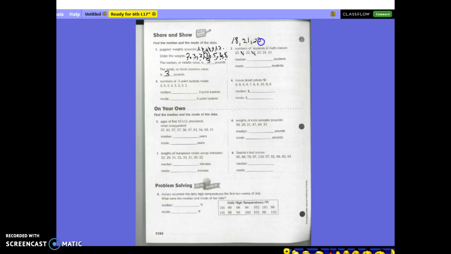22, 23, 24, and then 2 25s, right? Let's count them. 1, 2, 3, 4, 5, 6, 7. So again, we have an odd number, so the median should be pretty simple to find. Check, check, check, check, check, check. Middle. Which one appears the most? 25.